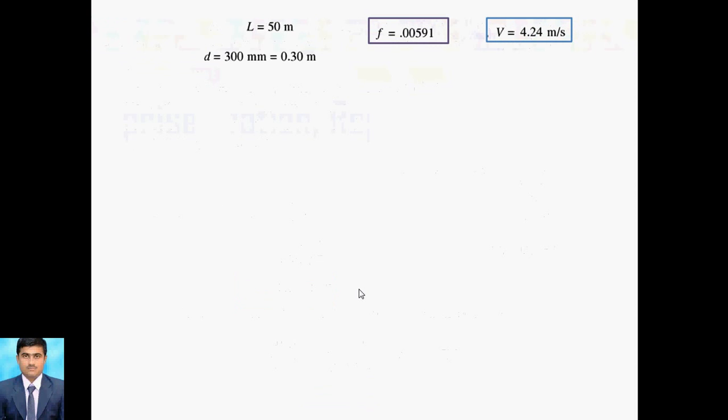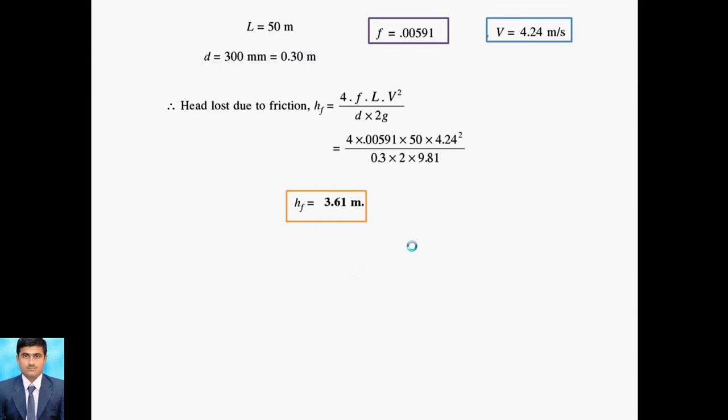Okay, now we take this f and V. f is known, V is known, length is known, and diameter is known. That is why hf is equal to 4flV²/2gD. So f is equal to 0.00591, V is 4.24, L is 50 meter, and d is 0.3. After putting these values in this equation, we can calculate hf, that is 3.61 meter.